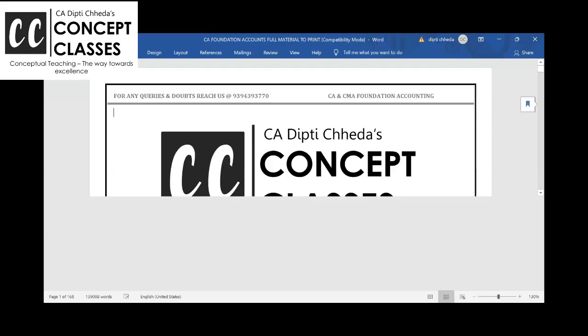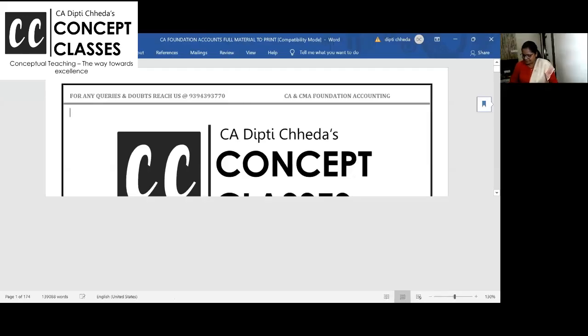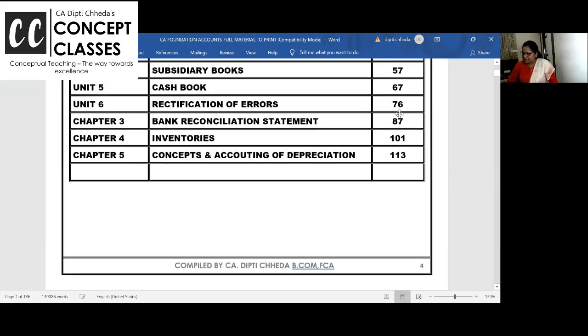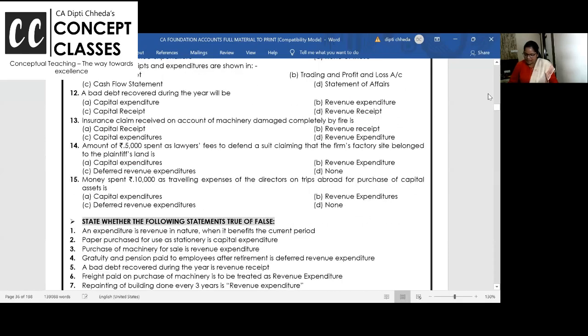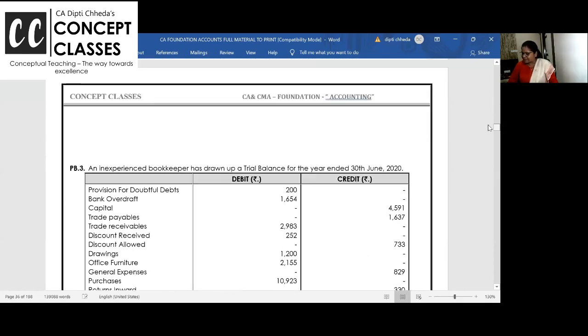We will start with this topic, rectification of errors. There are many types of errors.